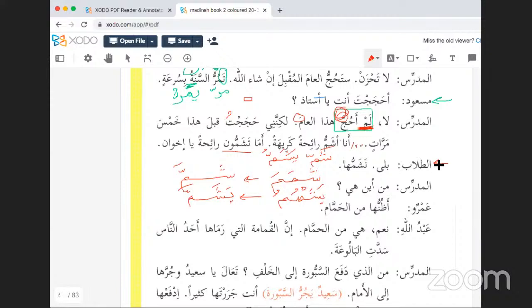in the positive form. So can you hear it? Can you smell this smell? Do you not smell the smell? They said bala nashammuha. Indeed, or of course, we do smell it. The mudarris asked, what did he say? Min aina, here. Where is it coming from? And then Amr says, azunnuha minal hammami. So he thinks the smell is coming from the bathroom. Now here you have this word, azunnu. And this is the same. Zanna.